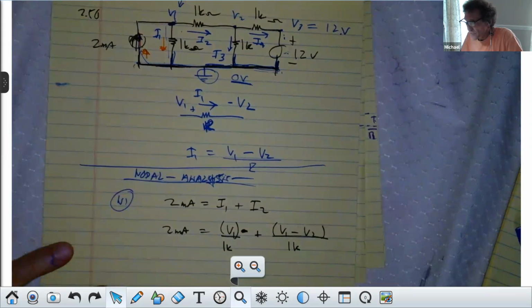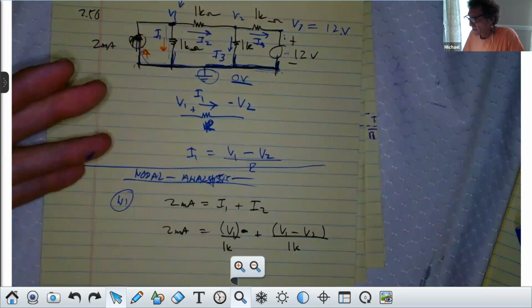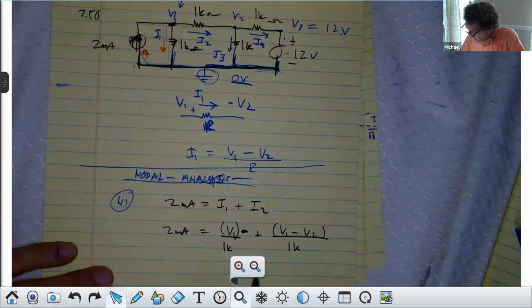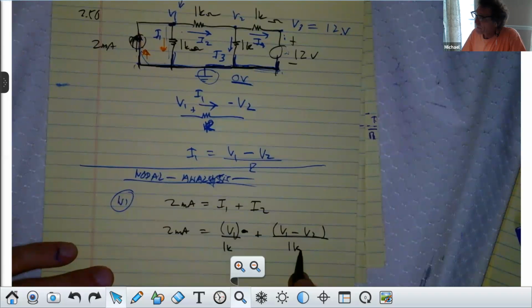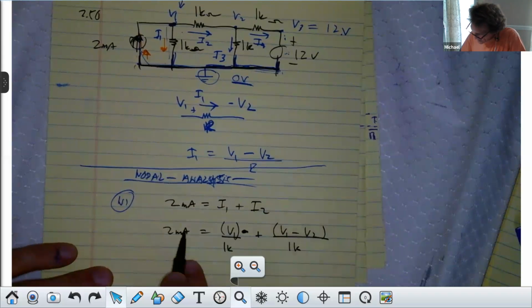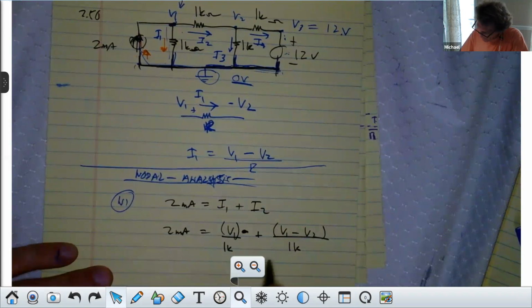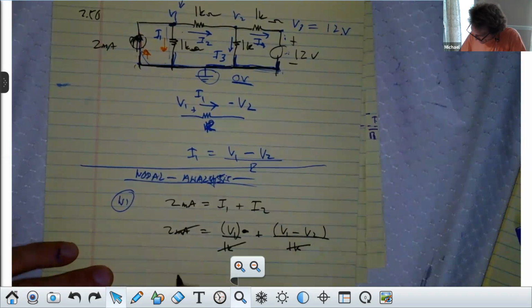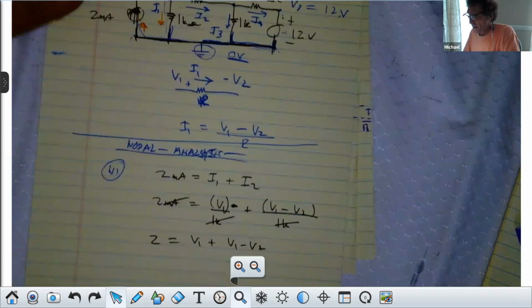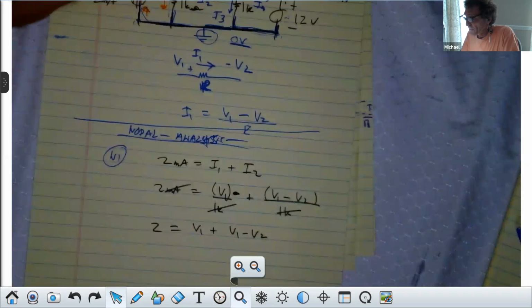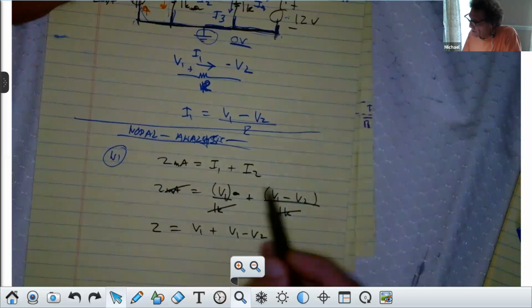Now, here's what I do. You don't have to do it this way, but I like to make things as simple as possible. You see how I'm dividing by 1,000 on both sides? And this is times 10 to the minus 3, isn't it? Or it's 1 over 1,000, right? So if I multiply everything by 1,000, what do I end up with? That goes, and the milli goes. So I have 2 amps equal to V1 plus V1 minus V2, don't I? After I do that? You all see, I just multiplied everything by 1,000, both sides. Correct, class?